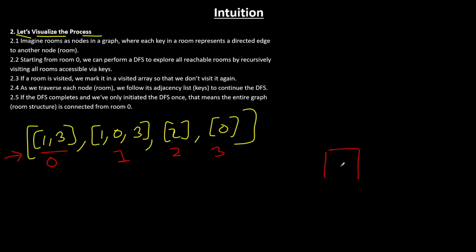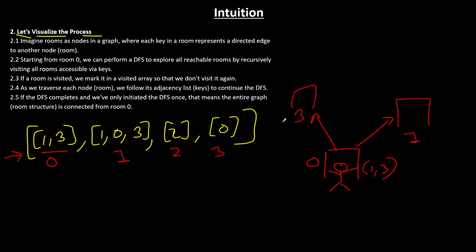So it is room 0. You're standing here, in room 0. You have the keys of 1 and 3 with you. Which means you might go to room number 1. You can also go to room number 3. So you thought of going to room number 1 first. When you reached room number 1, you're standing here, and you have the keys of room 1, 0, 3. So from here you can see that you can come back again to room number 0.